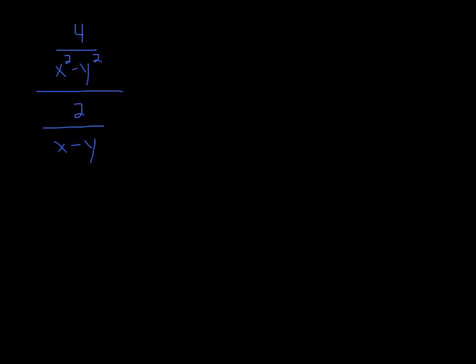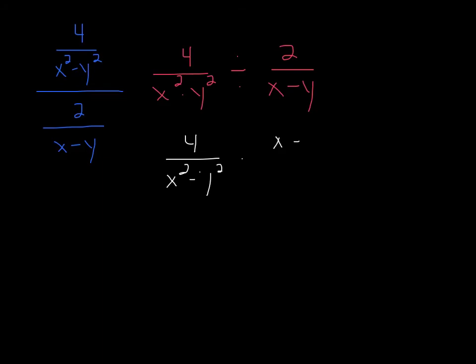What I'm going to do is rewrite this problem, because really it's just dividing two fractions, right? So I'm going to rewrite this as dividing two fractions: 4 over x squared minus y squared divided by 2 over x minus y. Hopefully you remember that when you're dividing fractions, you copy dot flip, right? So 4 over x squared minus y squared times x minus y over 2. Okay, so this is a different method to solve these problems.